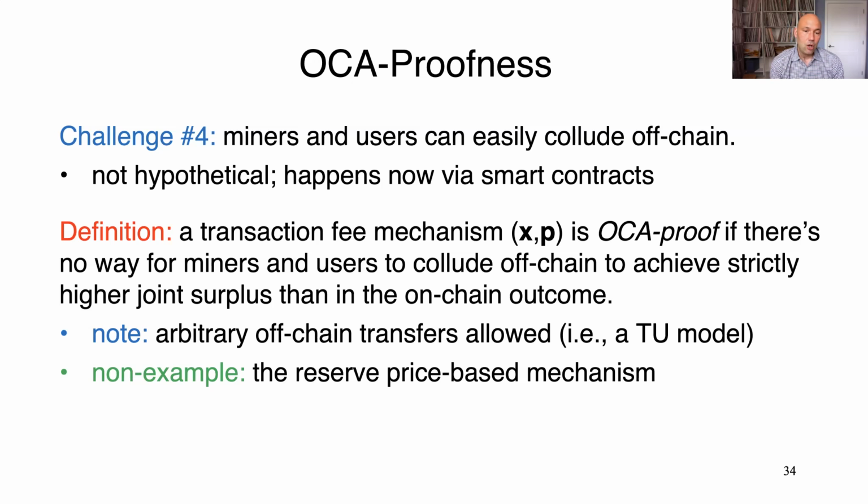I'm going to call this property OCA-proofness. OCA here stands for off-chain agreements. It basically means that the joint surplus of the miners and users as a collective cannot be improved through off-chain collusion beyond what they would do on-chain anyway. The best way to think about this definition is not to parse it literally, but to note that clearly the mechanism format we just discussed with reserve prices fails this definition. That's for sure.